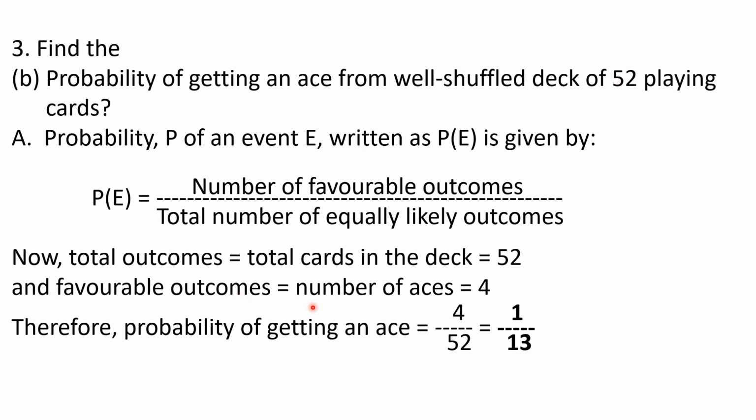And favorable outcomes is equal to number of aces. In a deck of cards, how many aces are there? We know there are 4 aces: diamond, heart, spade and club. So 4 aces are there. Therefore, probability of getting an ace is equal to 4 upon 52. 4 is the common factor, so we can cancel them out. 4 into 1 is 4, and 4 into 13 is 52. So 1 by 13 is the probability of getting an ace from a well shuffled deck of cards.